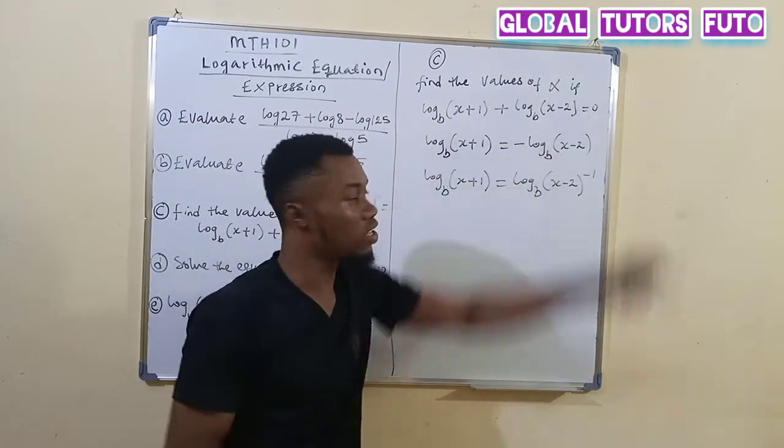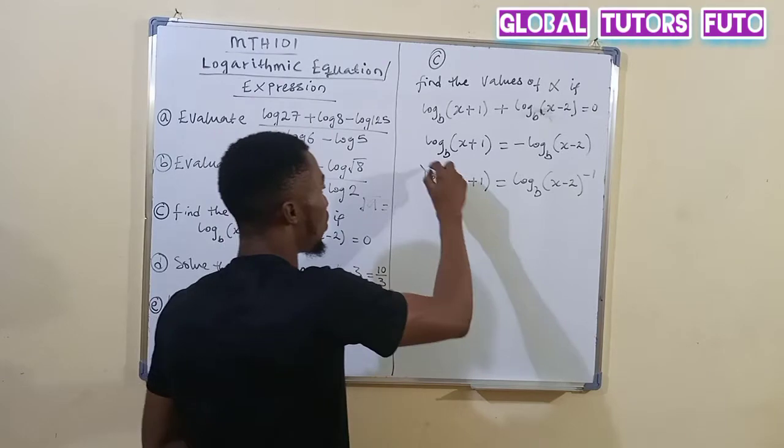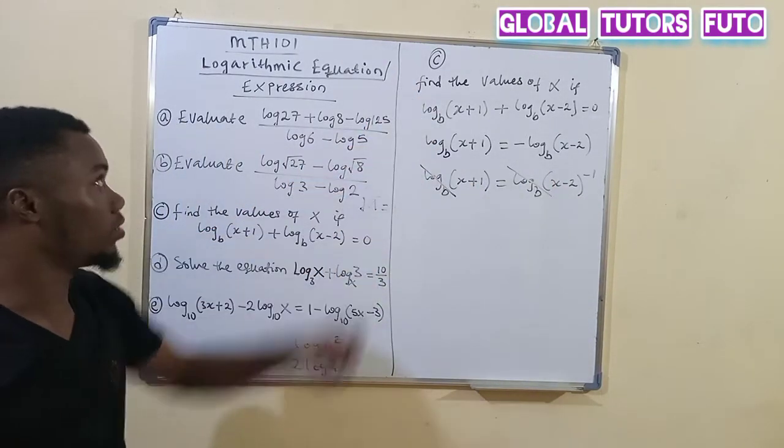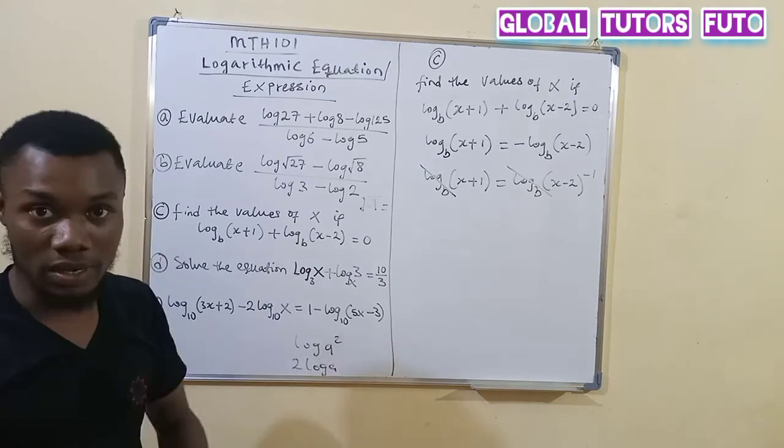Okay, this is minus, so raised to the power minus 1. So log base b cancels log base b. As you can see, this thing came to learn. Okay, so we're going to teach mathematics.